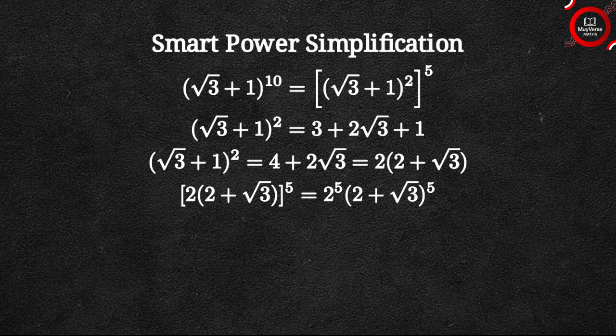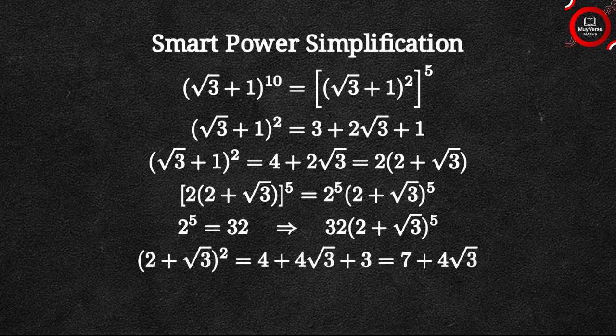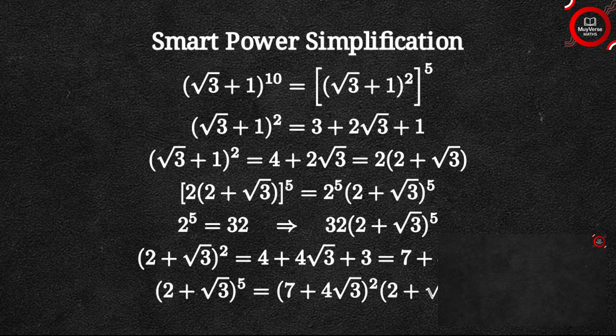2 to the 5th equals 32. So we now have 32 times (2 + √3)^5. Step 3, simplify (2 + √3)^5. We'll use squares. First compute the square. Now rewrite the 5th power as square times one more factor. That gives (7 + 4√3)^2 times (2 + √3).